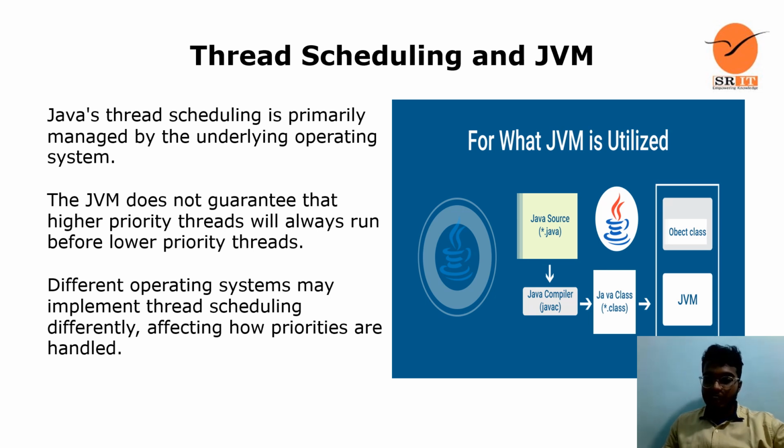If I have assigned a higher priority to the first task in Windows, then in other operating systems like Linux or Mac OS, it is not the same. It might get the lowest priority in those operating systems. So we could say that it is primarily managed by the underlying operating system.